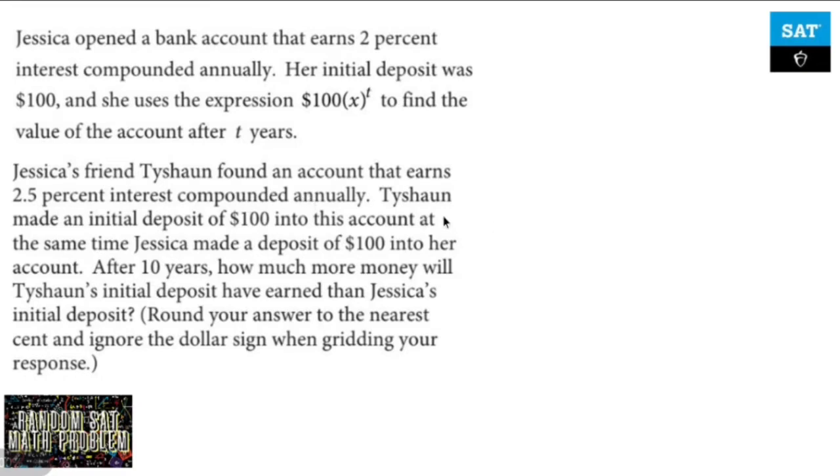Jessica's friend Tyshawn found an account that earns 2.5% interest compounded annually. Okay, that's nice, actually. Tyshawn made an initial deposit of $100 into this account at the same time Jessica made a deposit of $100 into her account. After 10 years, how much more money will Tyshawn's initial deposit have earned than Jessica's initial deposit? Round your answer to the nearest cent and ignore the dollar sign when gridding your response.